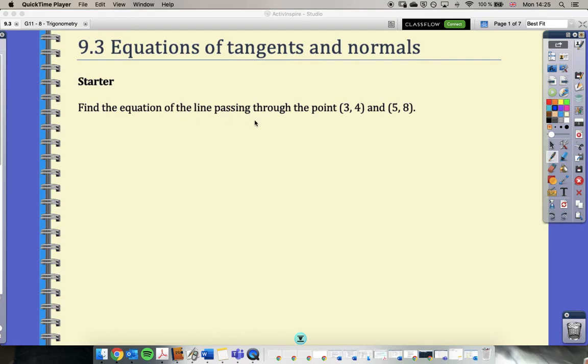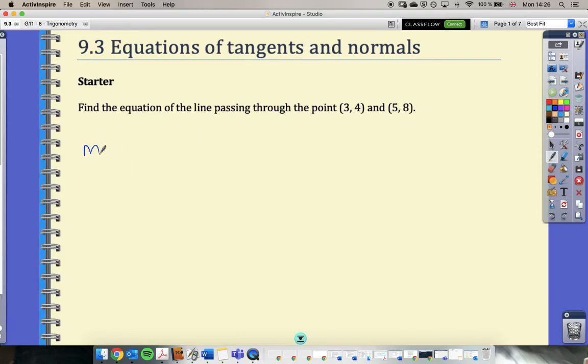Find the equation of the line passing through the point 3, 4 and 5, 8. So something that you will have looked at in grade 8, it's just a bit of a review, and it obviously links to what we're doing today. If we want the equation of a straight line, we need the line's gradient and we need a point on the line. We've been provided with 2 points, but we haven't been provided with the gradient, so we'll have to find that out first of all.